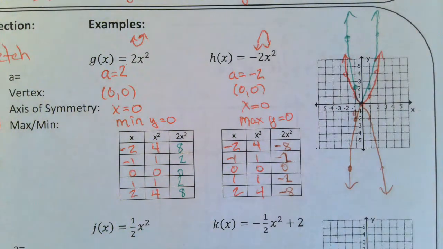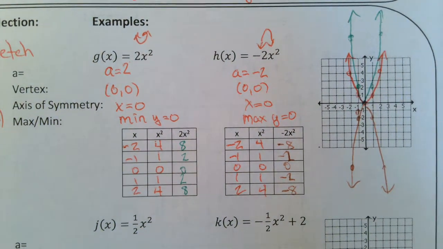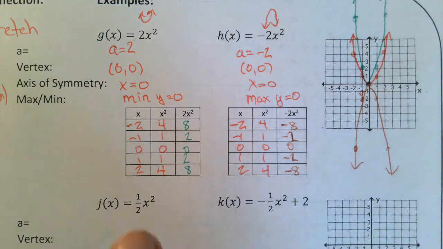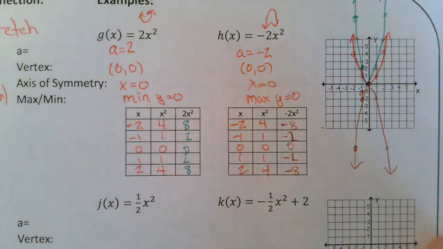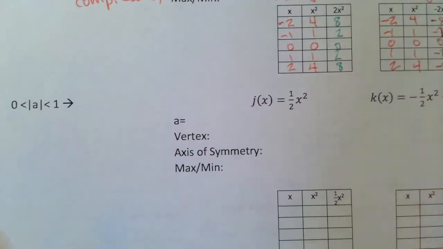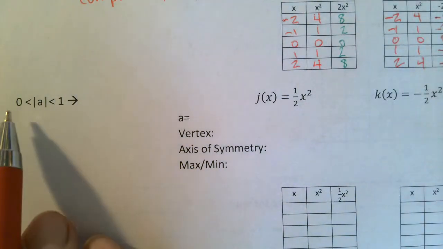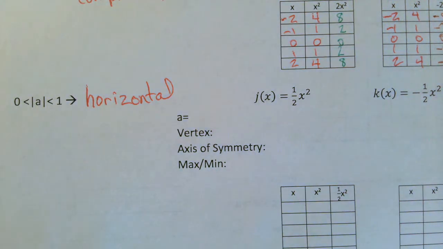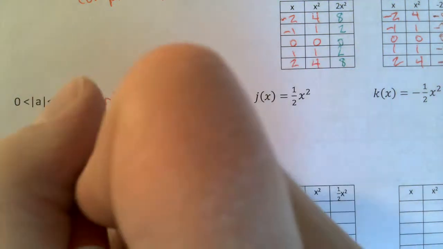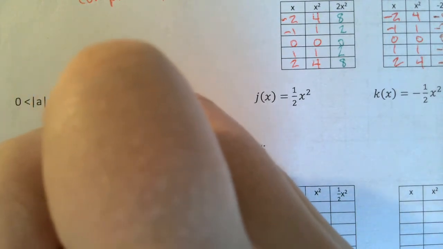Okay, so let's look at the next set of ideas here. Instead of having a nice integer number, or I don't even have to have an integer, it just has to be the absolute value greater than 1, I now have a fraction between 0 and 1. So if my a value, the absolute, is between 0 and 1, whether it's a positive or a negative, 1/2, 1/3, 1/4, I'm going to have a horizontal stretch. Whatever your y value was going to be, you took a smaller part of it. So this is going to be a horizontal stretch.